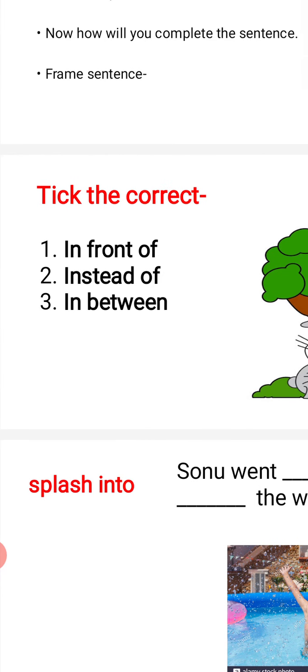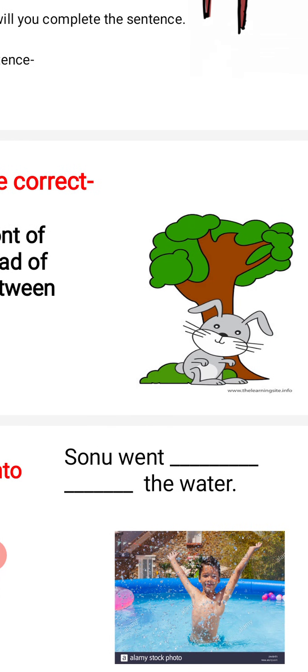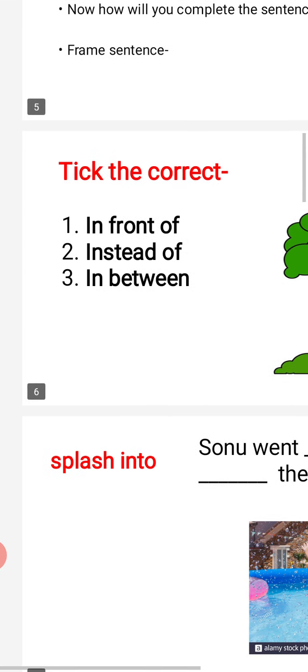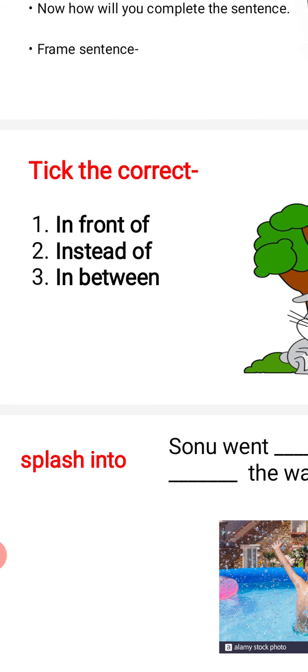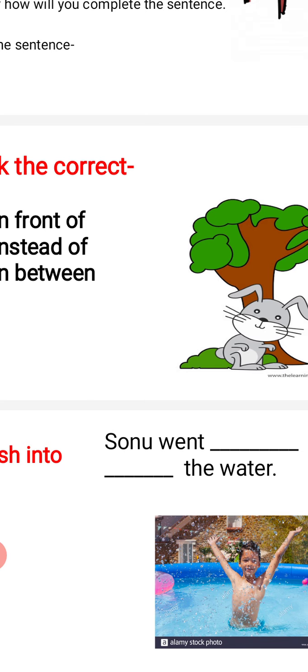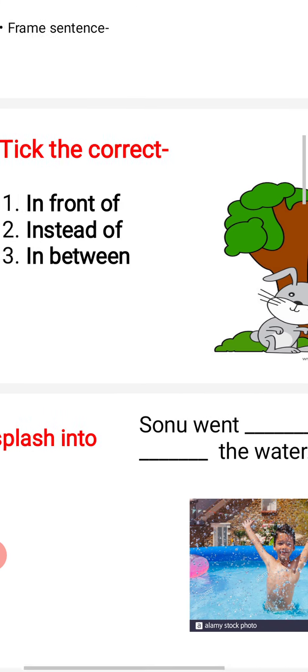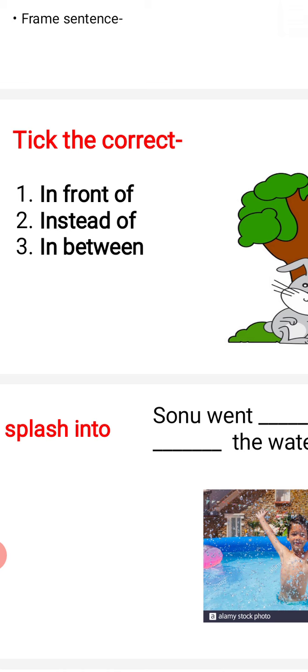Just like, tick the correct. Here picture is there. In front of the tree there is a cat. So which one is correct? In front of, instead of, in between. In front of, here you can see a cat is in front of the tree. So in front of is correct. Instead of, that means when we replace something. Instead of going to school, I went to market. In between, a child is standing in between two trees. In between two trees.